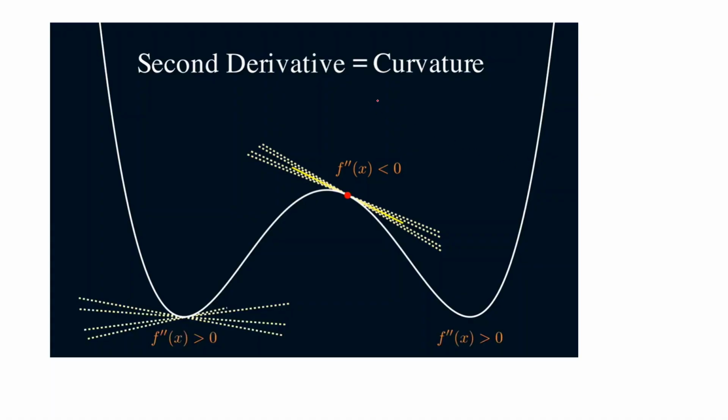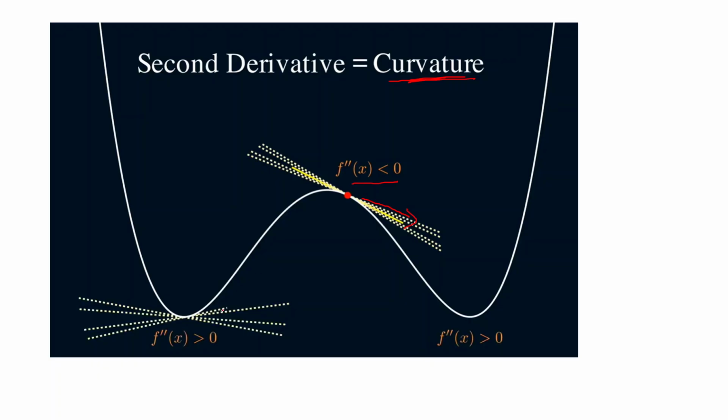Now when we take the second order derivative of the function, what information do we get? It gives us the curvature, because the sign of the derivative tells us whether the slope is increasing or decreasing. Here you can observe that if the second order derivative of a single variable function is less than 0, the slope is going to decrease.